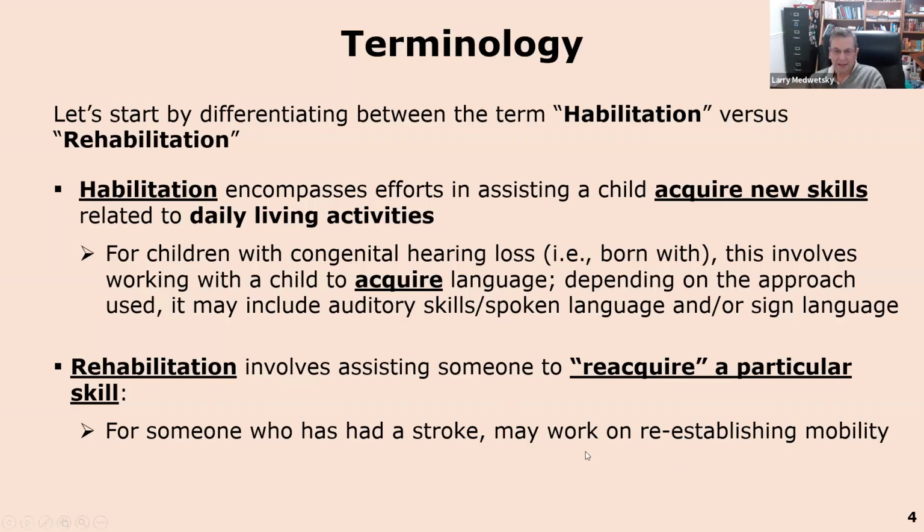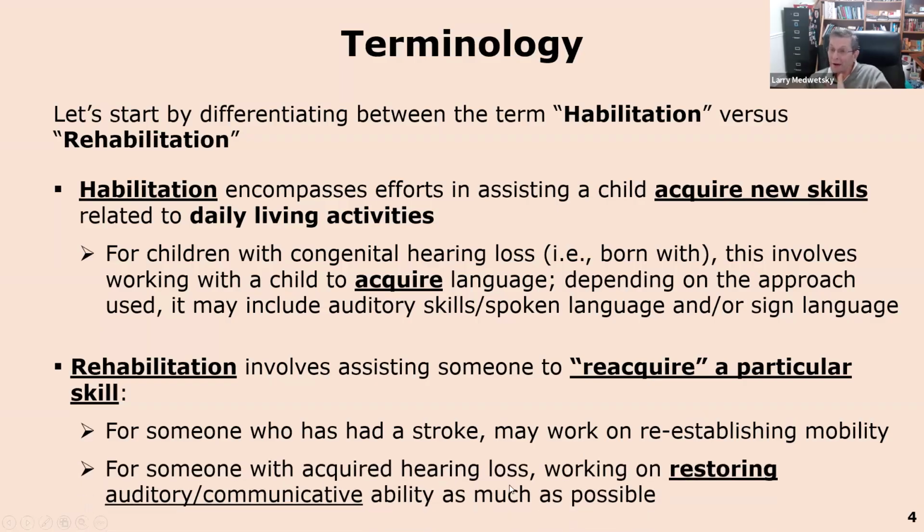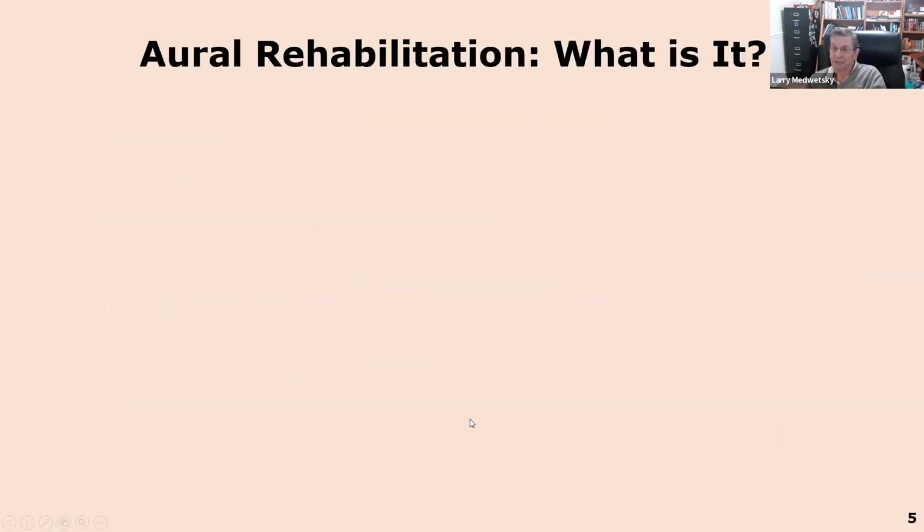So someone with acquired hearing loss, when we're talking about someone who had good hearing and developed hearing loss, then we want to restore as much as possible their auditory ability and their communication so that they can live as independently and enjoy sound to the best of their potential.